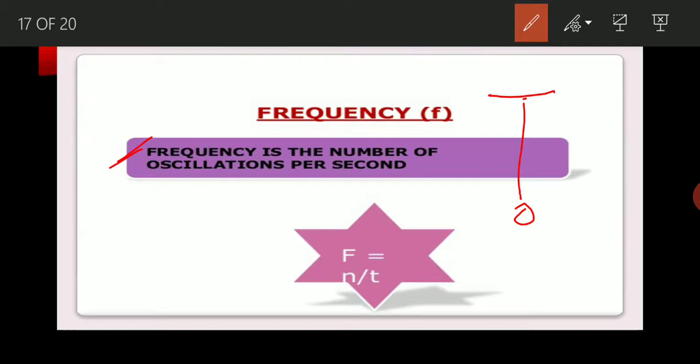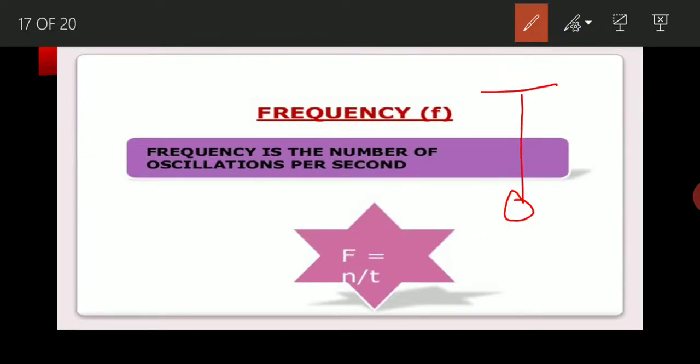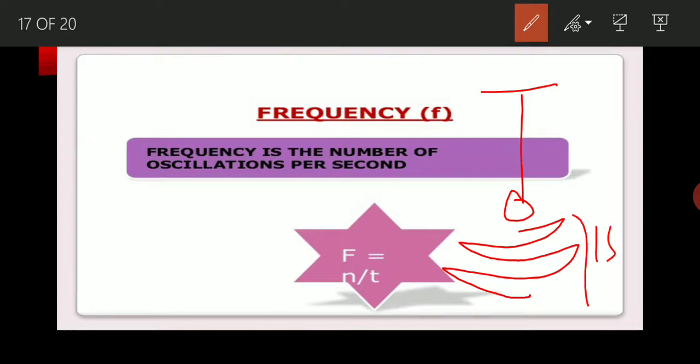For example, suppose that this is one oscillation. The time taken to complete this one oscillation is known as time period. But if this simple pendulum covers two oscillations in 1 second, in this way the frequency will be 2. So the formula is number of oscillations upon time. The number of oscillations is 2 and the time is 1 second, and that is known as frequency.